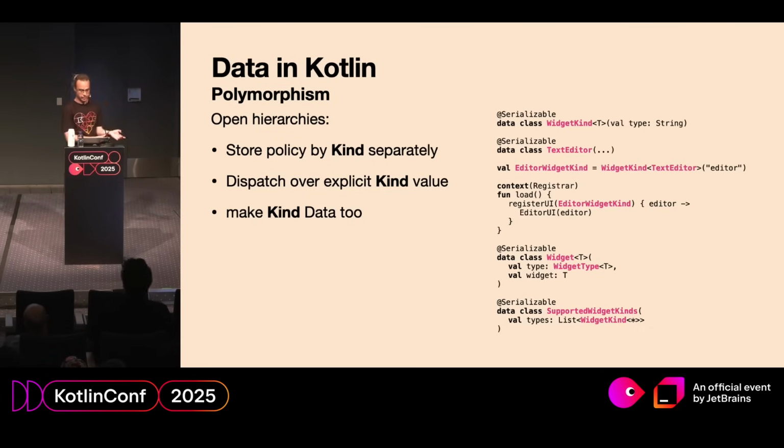So we can assign different behaviors to different types of data by explicitly creating a dispatch value. In this example, editor widget is a widget, but it does not implement any interface. Instead, we create a special dispatch value and assign the behavior to it. So we can put it in some hash map, like register UI puts the function into a hash map.